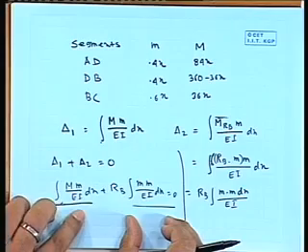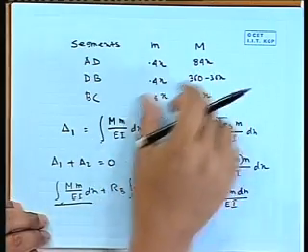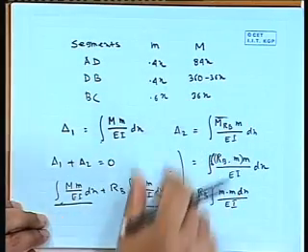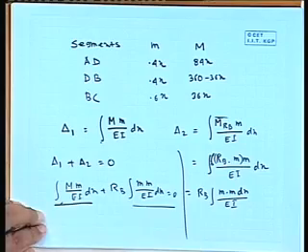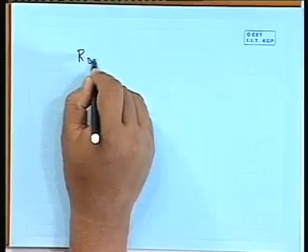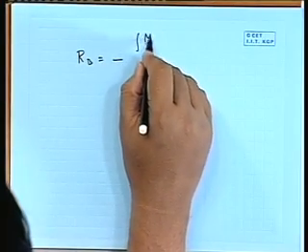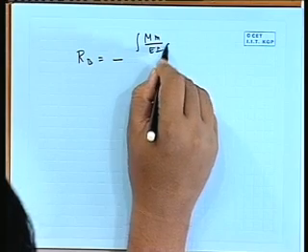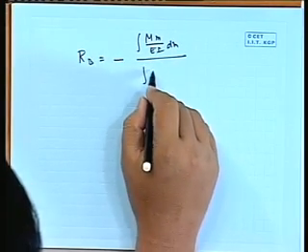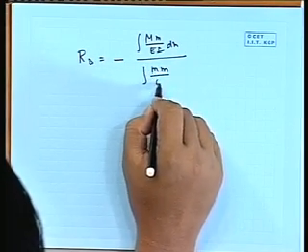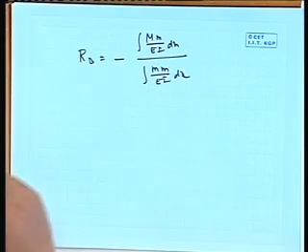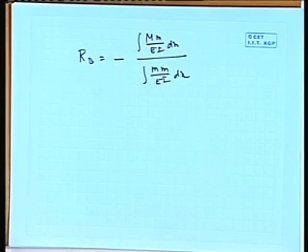Okay. Now, this part I am not explicitly calculating by putting capital M and small m, because this part I think you can calculate. Now, this R B we can say in that case is minus the integral of m small m by E I d x, right. You can calculate.